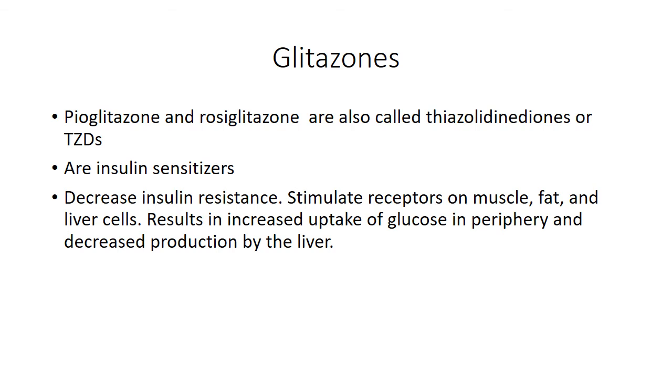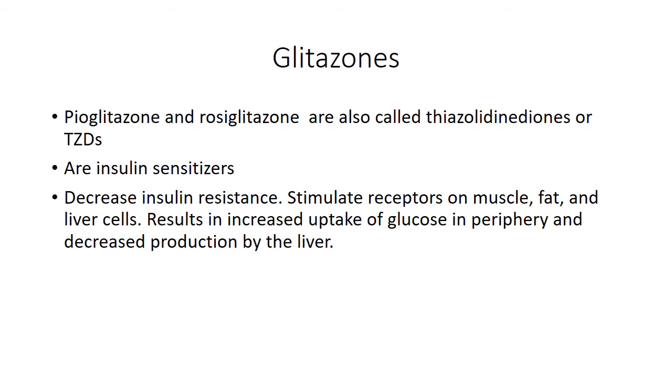Next group of classes, glitazones. The drug names are pioglitazone and rosiglitazone. They are called TZDs or thiazolidinediones, and they are insulin sensitizers. Why are they called insulin sensitizers? Because they decrease the insulin resistance.